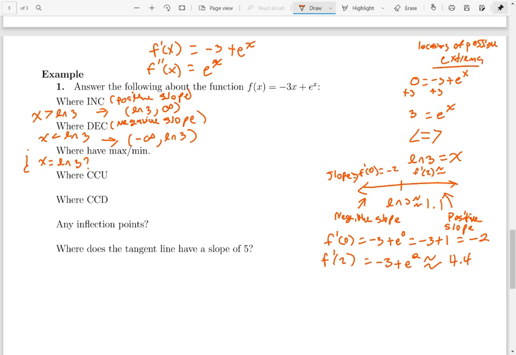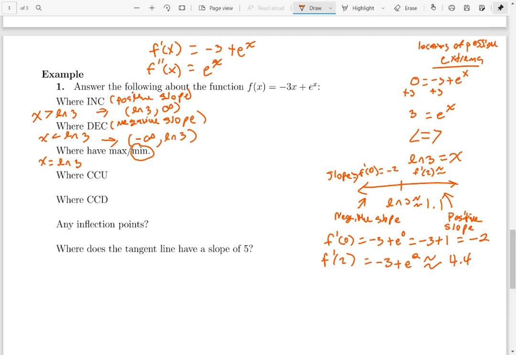But now that I've figured out where it's increasing and decreasing using the first derivative, I claim that we have the answer to a maximum or a minimum. Specifically, we have a positive slope to the right of natural log of 3. We have a negative slope to the left of natural log of 3, which means that I now know I do have extrema because we have a change from negative to positive. If you think about what happens when the slope changes from negative to positive, that means that you have a minimum. And so I know specifically that I have a minimum at x equals natural log of 3.